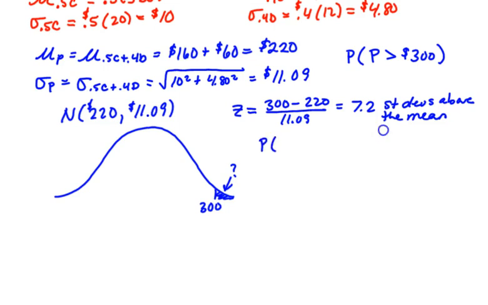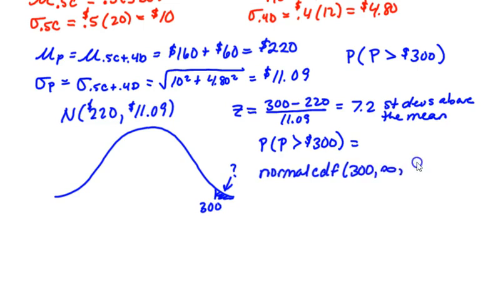So the probability that P is greater than $300, which is the same thing as the probability of Z being greater than 7.2, we can find using our normal CDF. And I'm not going to go through the calculations on the calculator since we've done this so many times, but this would be 300 to infinity with a mean of 220 and standard deviation of 11.09, and this turns out to be on your calculator 2.74 ... times 10 to the negative 13. You're going to see 2.74 something e negative 13.